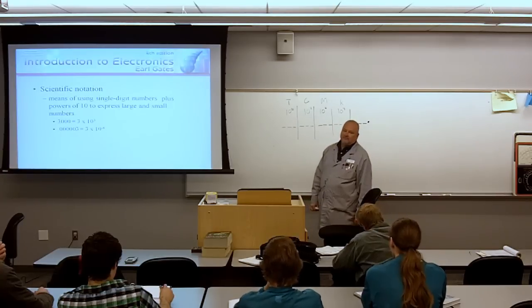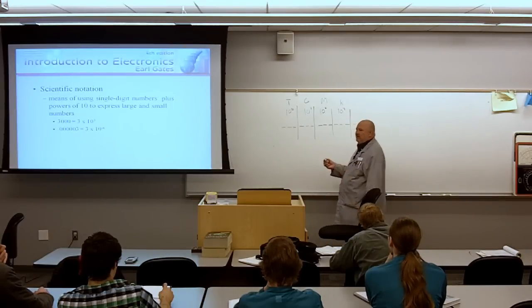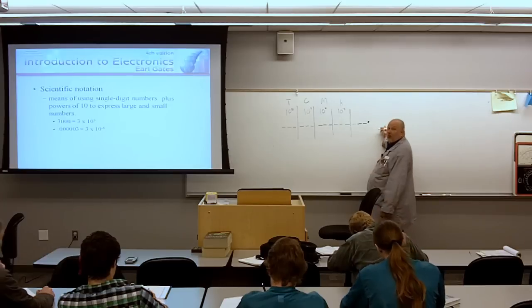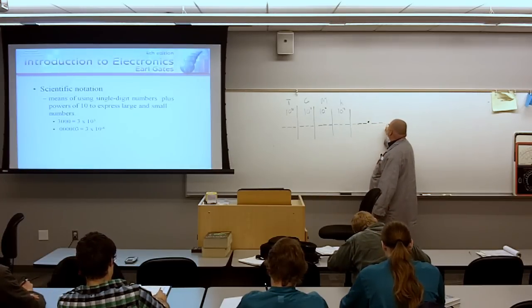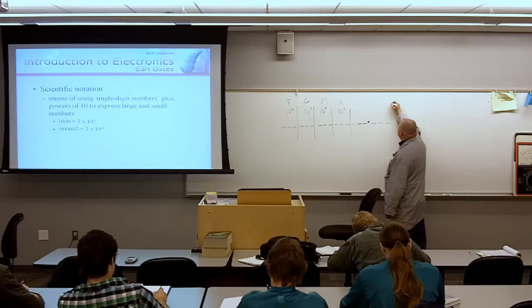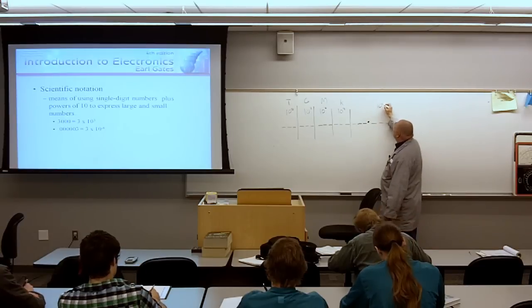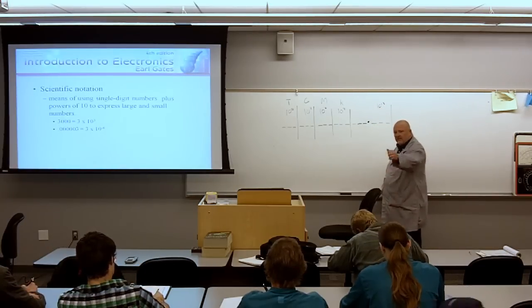But you know what? I'm not done. I've yet to begin. We're about halfway done. We're also going to be dealing with numbers that are smaller than 1. So when I go back 1, 2, 3 places, anybody know what we call these? Times 10 to the negative 3rd, 3 places to the right of the decimal place?